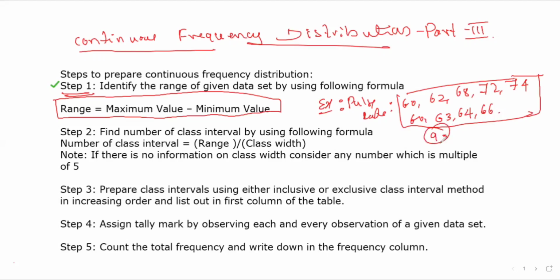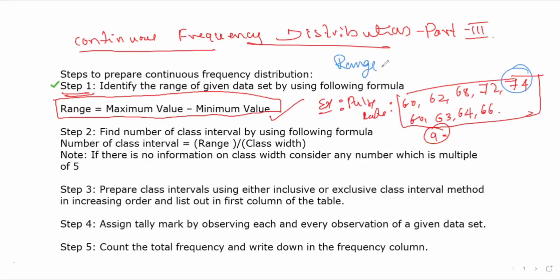Then how to find out the range? Range is nothing but maximum value minus minimum value. What is the maximum value? Is 60 the maximum? No. Maximum means the highest number. So here the highest number is 74.